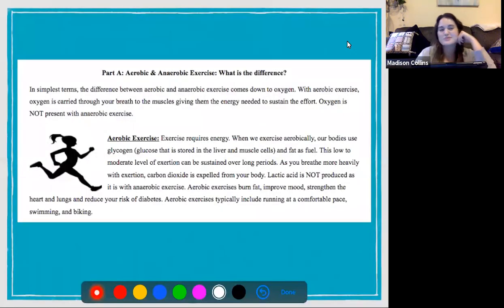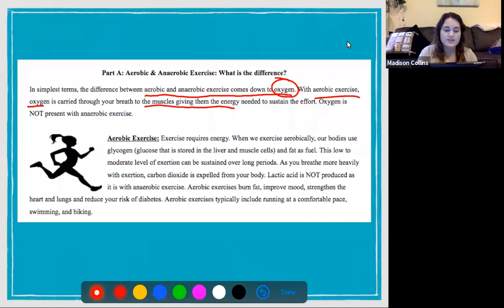What is the difference between aerobic and anaerobic exercise? So as always, whenever we're reading through a passage, I want you guys to highlight or annotate anything you think is important, and we're going to use that information to answer a question that follows. So let's get started. What is the difference? In simplest terms, the difference between aerobic and anaerobic exercise comes down to oxygen. With aerobic exercise, oxygen is carried through your breath to the muscles, giving them energy needed to sustain the effort. Oxygen is not present with anaerobic exercise.